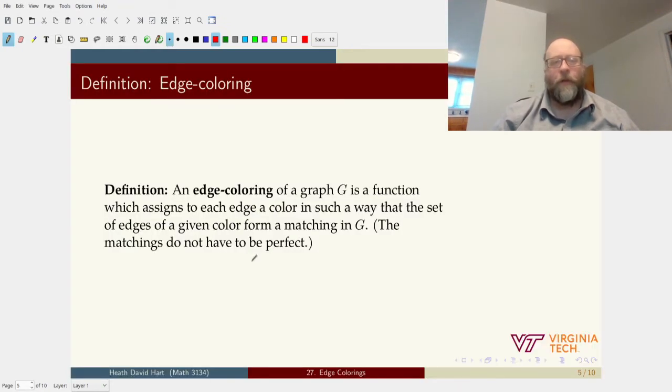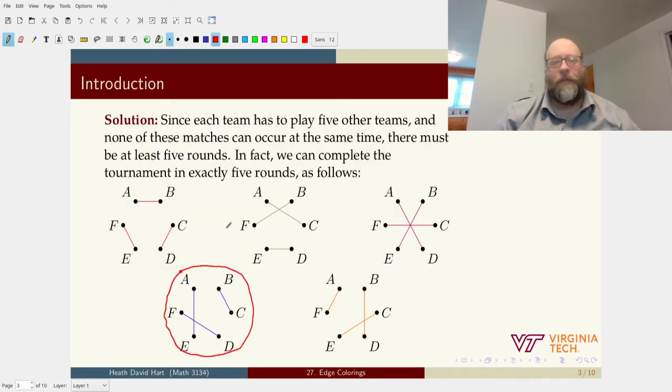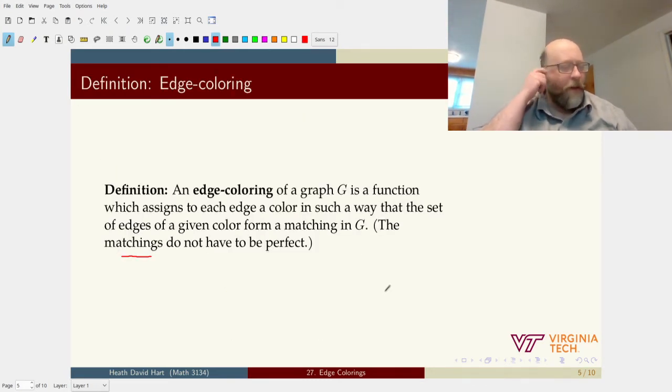Well, we've seen that before. That is a matching. So an edge coloring assigns each edge of a graph a color in such a way that the set of edges of a given color form a matching. So if I go back to this diagram, we were thinking of a round robin tournament, but these are also matchings. Every vertex has been matched to another vertex, and no two edges share the same vertex. And so we've been talking about matchings in other contexts. It turns out that edge coloring is a way of aggregating multiple matchings into the same graph.